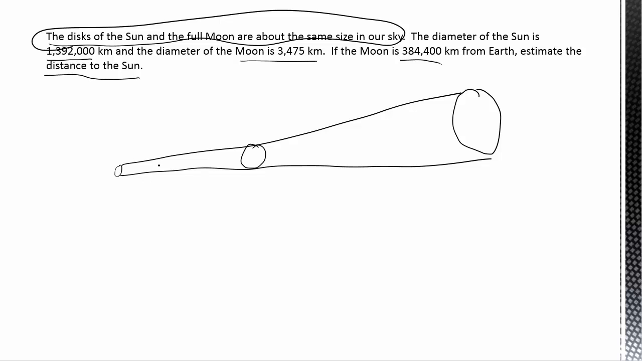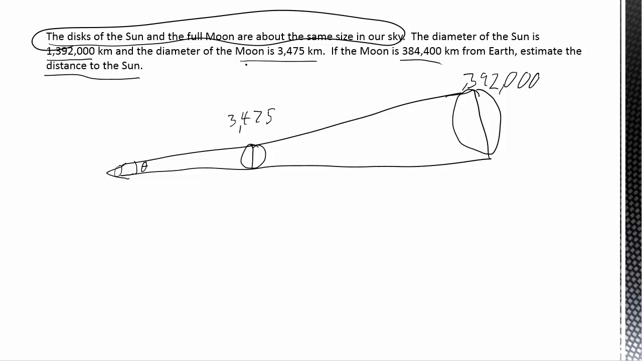So this allows us to also have similar triangles. This angle is obviously the same between this triangle here, with our eye as a vertex, and the larger triangle made with the sun. So these angles are the same, obviously, and that angle is the same, so we have similar triangles. This distance here is 3,475 kilometers. This distance here is 1,392,000 kilometers. So once again, not to scale, but that's okay.